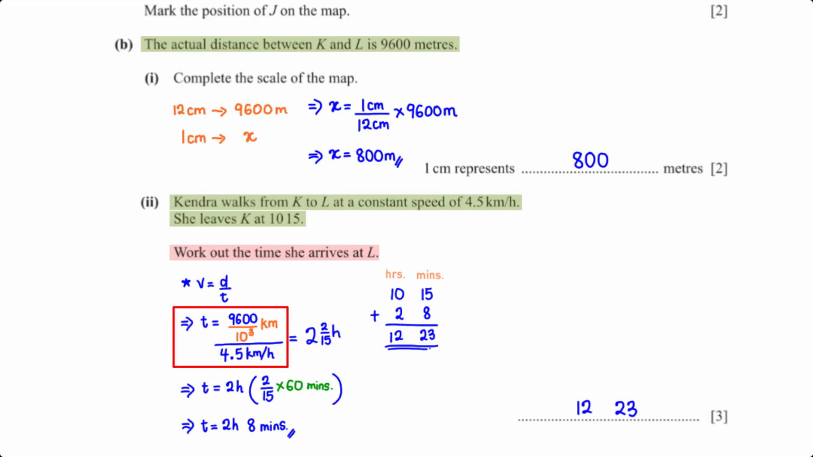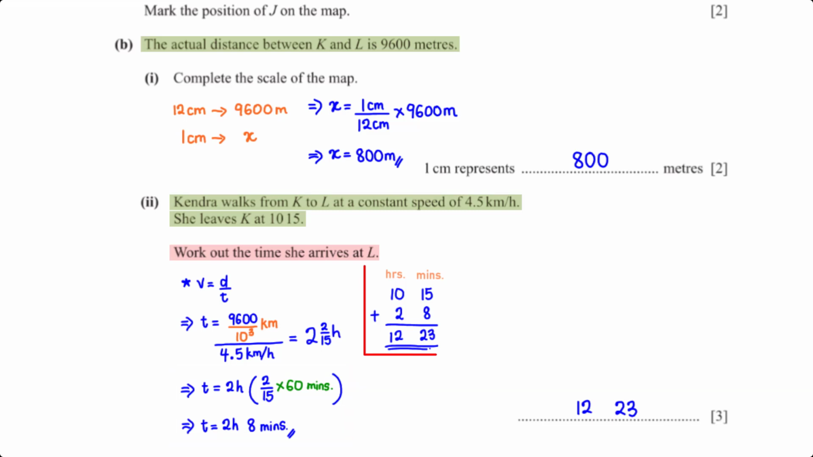The distance she covers from K to L is 9,600 meters, which we divide by 1,000 to convert to kilometers. Her speed has been given as 4.5 kilometers per hour. When we type this into the calculator, we get 2 over 15 hours. To convert 2 over 15 hours to minutes, we multiply 2 over 15 by 60, which gives us 8 minutes. Now we know the time duration is 2 hours 8 minutes.